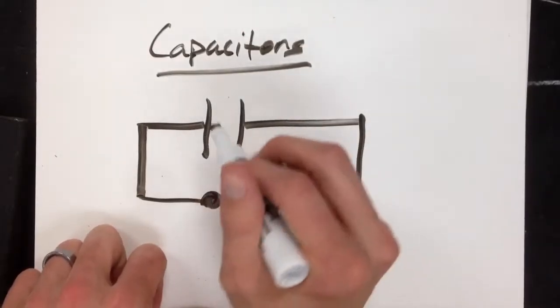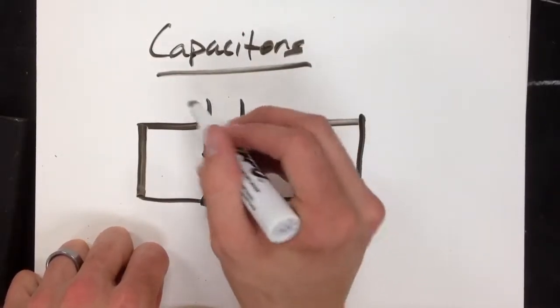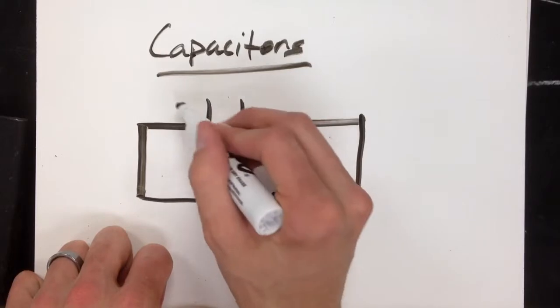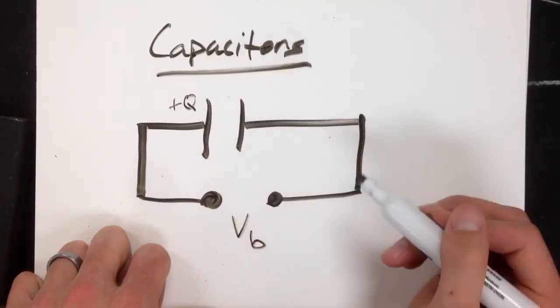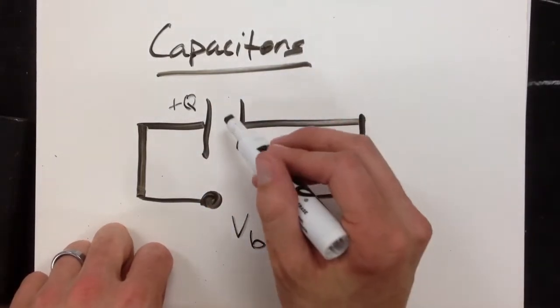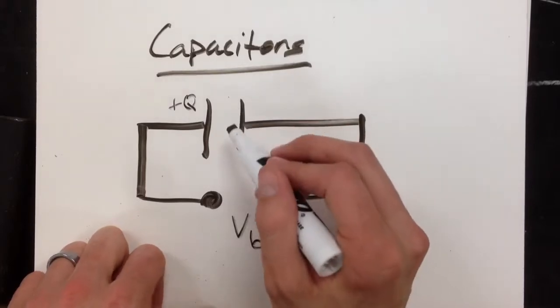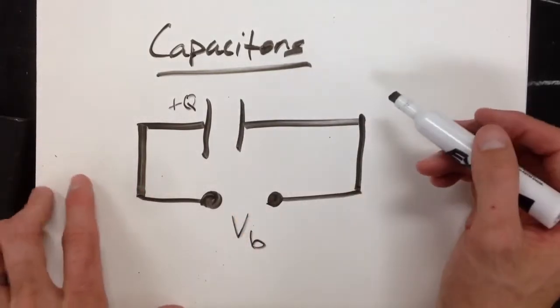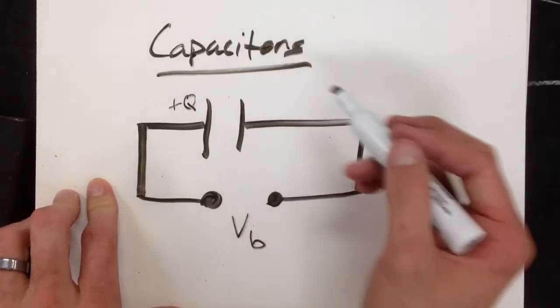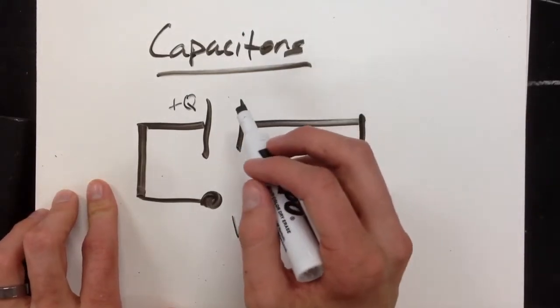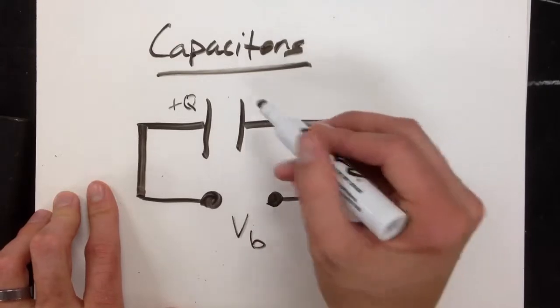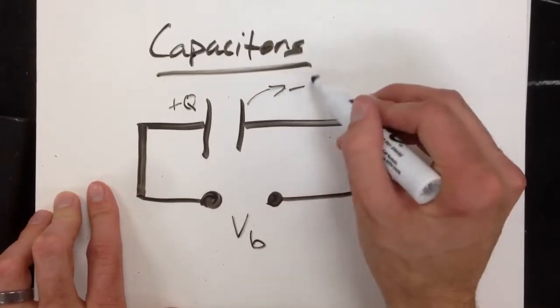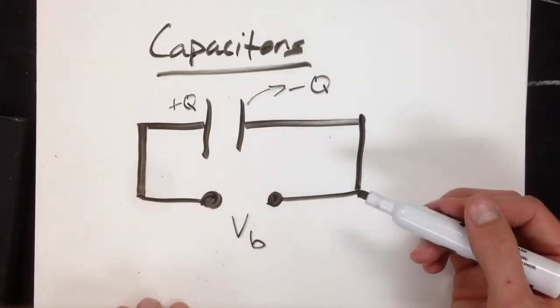Now, on one plate, you will induce a charge of positive Q. You've got some non-conductor in between, which can be something as simple as a vacuum or air. Then you induce a charge on the other plate of negative Q.